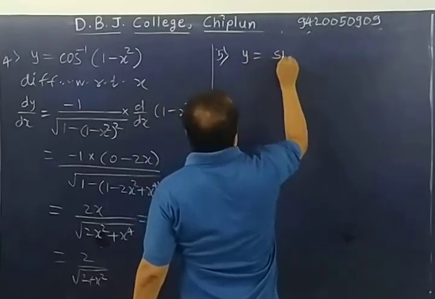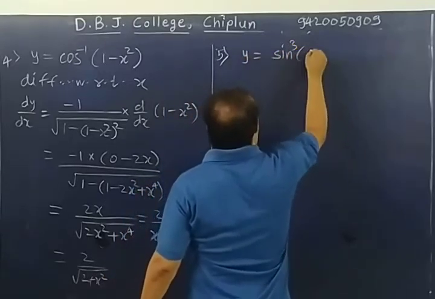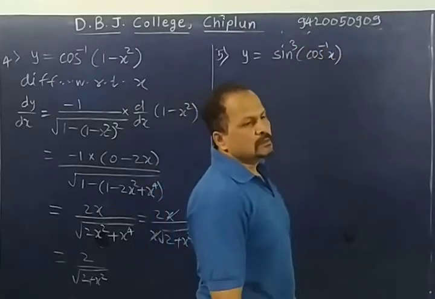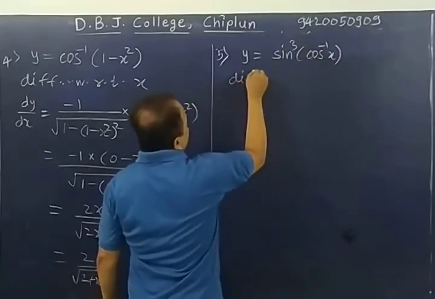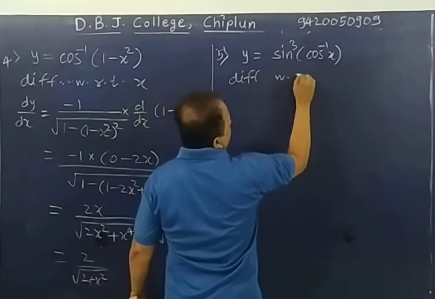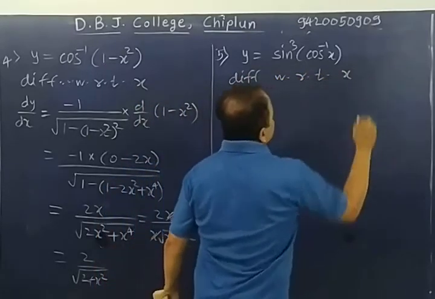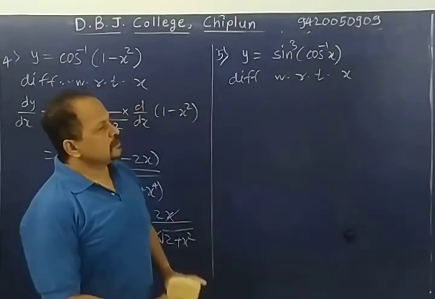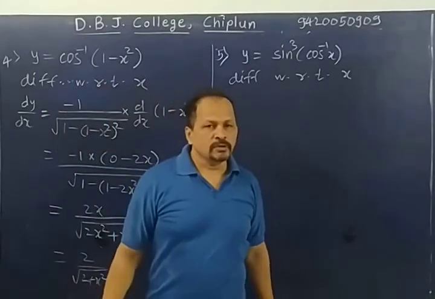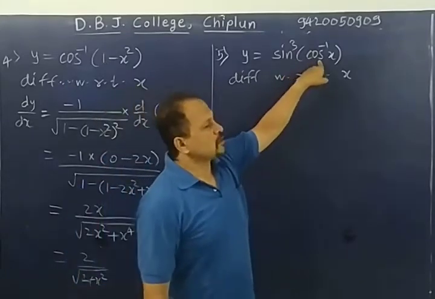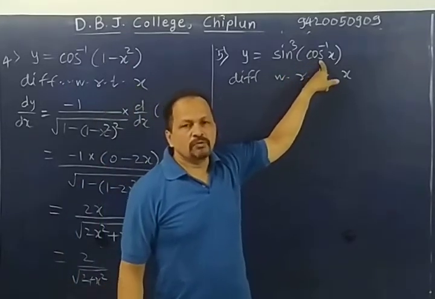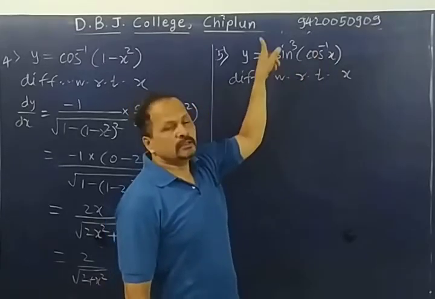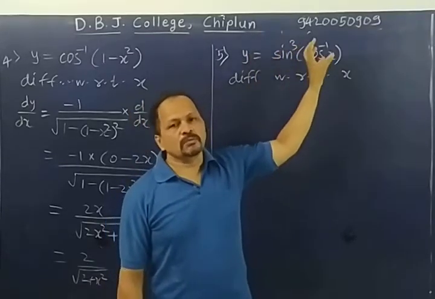y is equal to sin cube cos inverse x. Differentiating with respect to x. Remember that here three functions are involved. First function is cos inverse x, which is totally inside. Then sine and then cube. Cube is the outermost function.